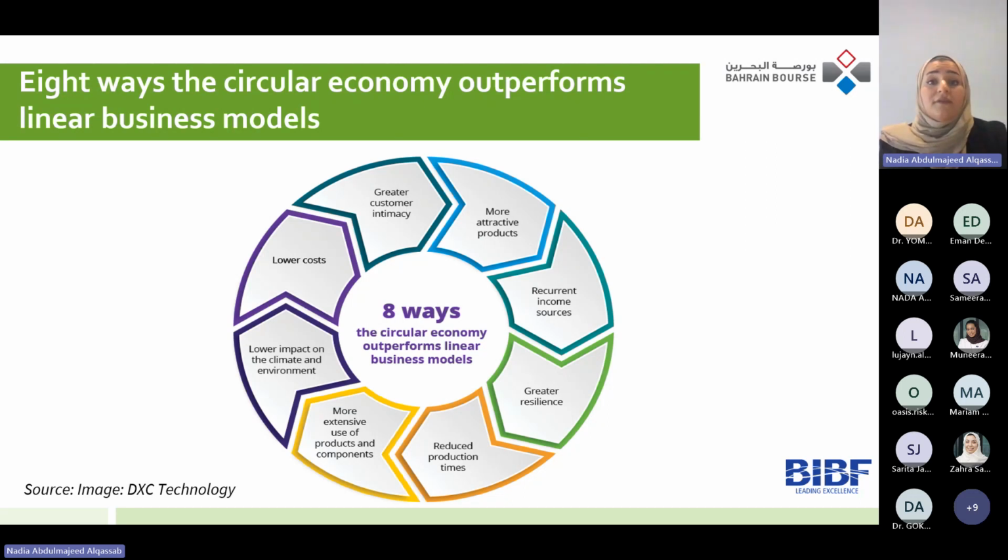Then reduced production time. Of course, if you're revamping processes, what will happen? You will actually produce the product much better, much faster, and eliminate the unnecessary categories in the product.